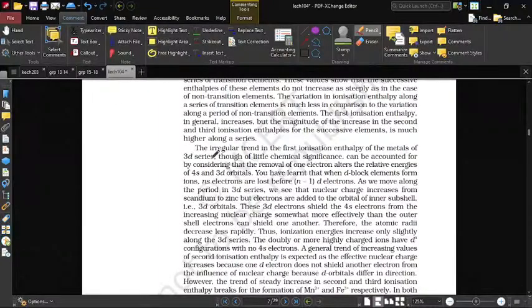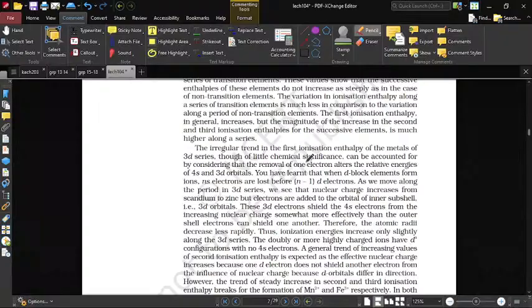The irregular trend of the first ionization enthalpy of the metals of 3d series, though of little chemical significance, can be accounted for by considering that the removal of one electron alters the relative energies of 4s and 3d orbitals. You have learned that when d block elements form ions, ns electrons are lost before (n-1)d.